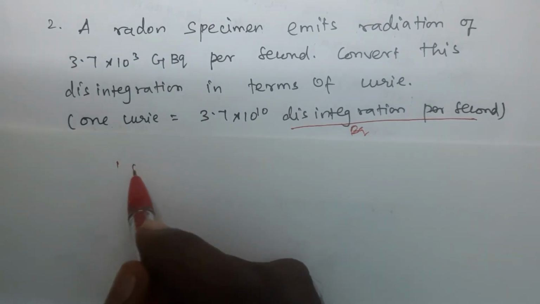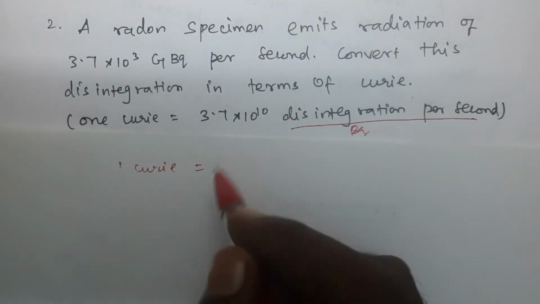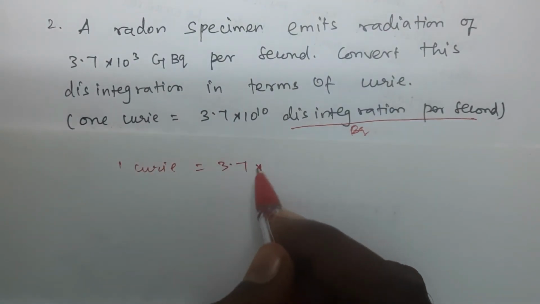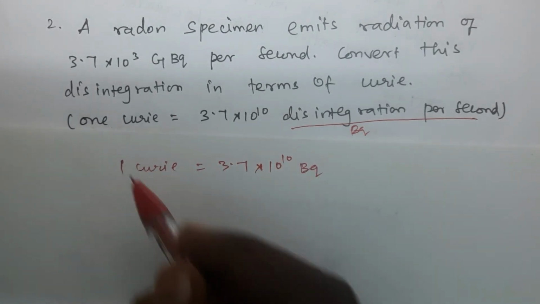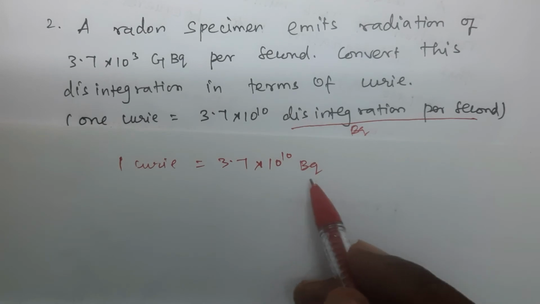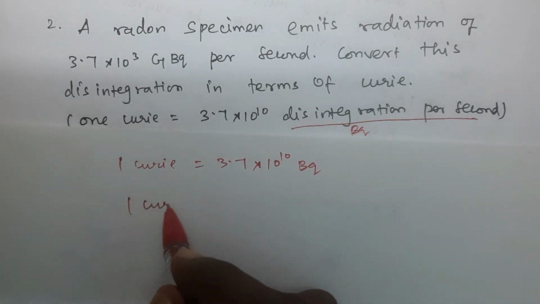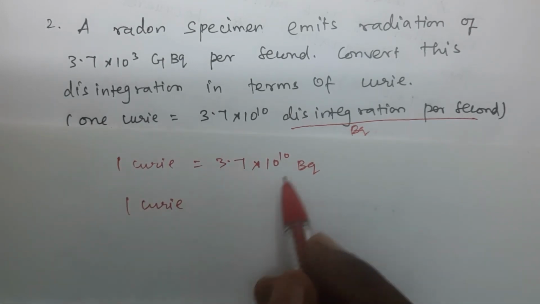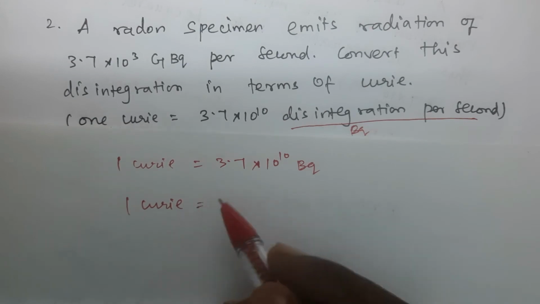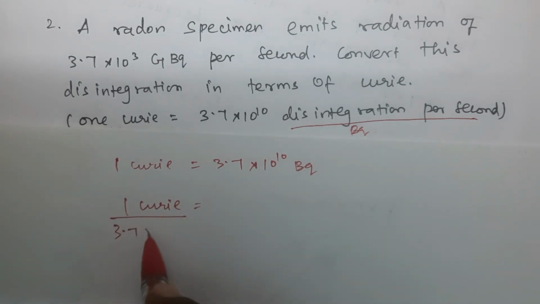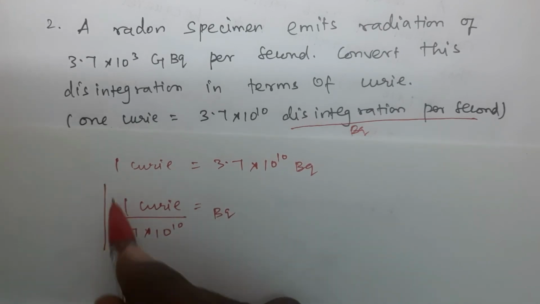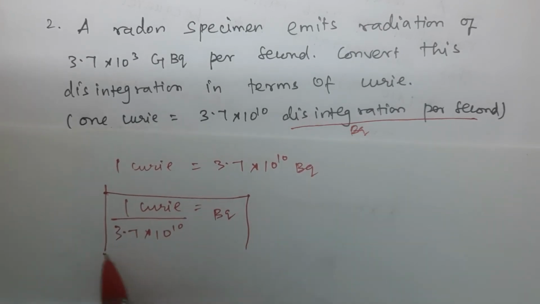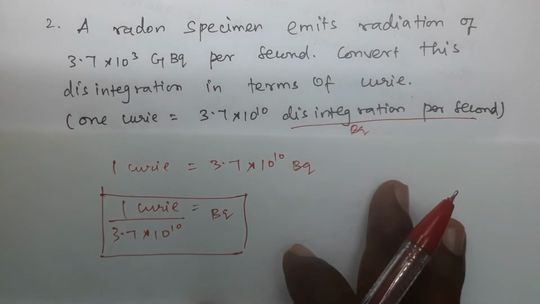So 1 Curie is equal to 3.7 × 10^10 becquerel. We are going to convert becquerel into Curie. So 1 becquerel we need. 1 Curie, this 3.7 × 10^10 will come to the denominator. 3.7 × 10^10 becquerel. This is the value of 1 becquerel according to the given data.